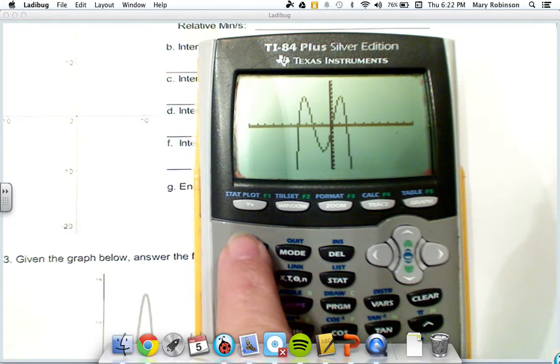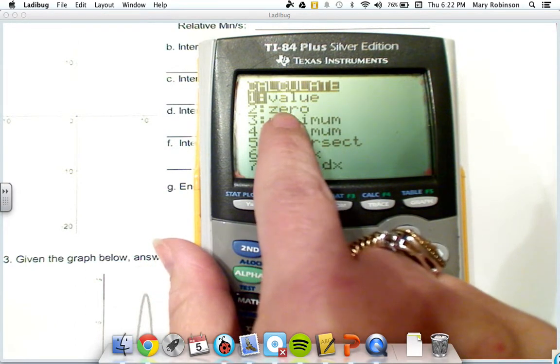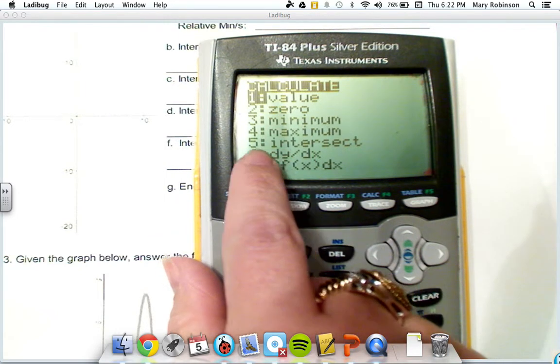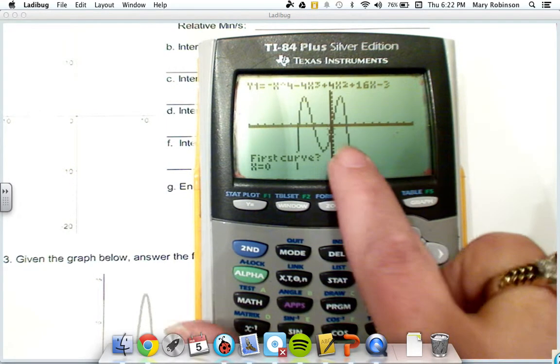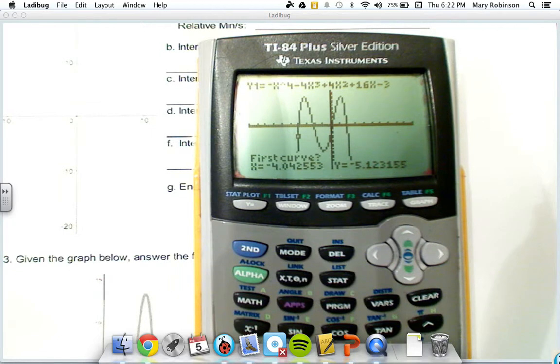So to find our points of intersection, our zeros here, we're going to hit second trace. And while 0 is one way to find them, especially if you have multiple points, like I said, finding the intersection is a lot easier. So second trace 5. And you can see our cursor is right here on our y-intercept. So I'm going to start on the left by hitting my left arrow, move my little cursor over here and hitting enter, enter, enter.